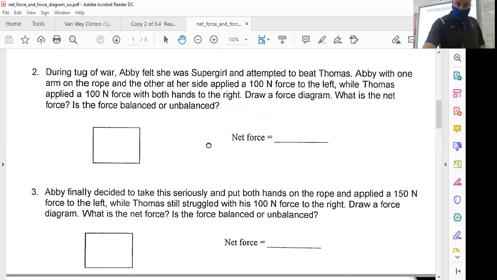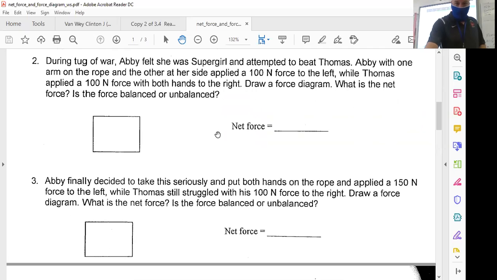Okay. Here we have another couple of problems. I'll try to work these both in the same without scrolling here. All right. During the tug of war, Abby thought she was Supergirl and tried to beat Thomas. Abby with one arm, I don't even know how many arms she used. Okay. Abby on the road, other on her side, applied 100 newton force to the left.